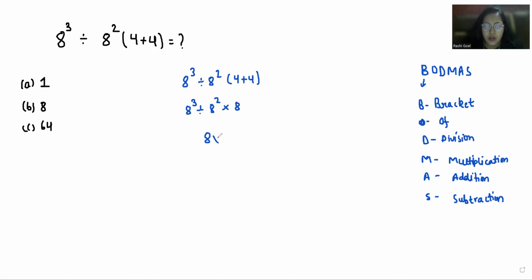So 8 cube, we can write it as 8 times 8 times 8 divided by 8 square, 8 times 8 and times 8. So we can cancel out these 8 with 8. So what is left? 8 times 8, which is equals to 64. So our final answer is option number C, that is 64.